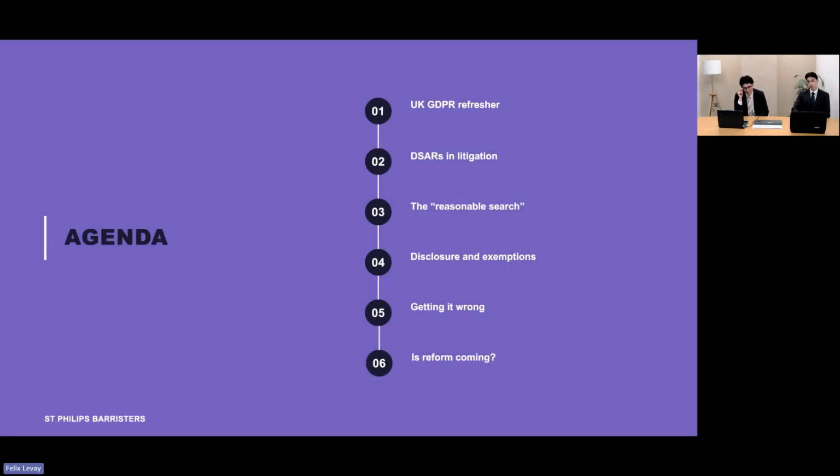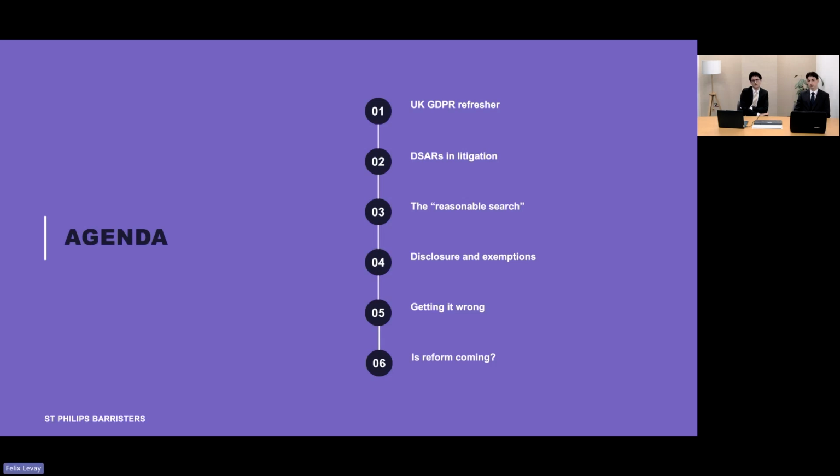We'll start with a very brief refresher. It's almost certain information you've covered before, but it is useful just to touch base and make sure that we all have in mind the underlying mechanics. We'll look specifically at DSARs and litigation, but particularly the case law around what impact that has on the validity of a DSAR if it is being used as pre-action disclosure.